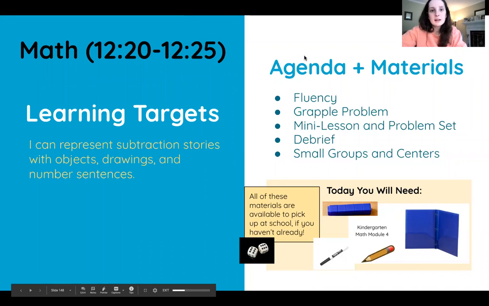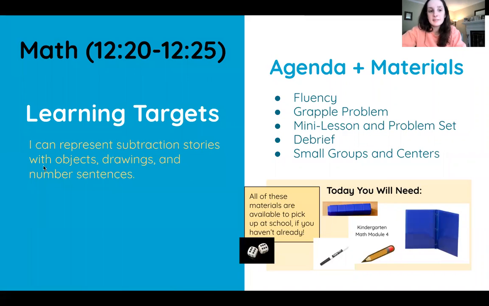All right, let's get started with today's learning target. Our learning target says, I can represent subtraction stories with objects, drawings, and number sentences. There's a big word in there, and that's represent. Represent means to show. So our job today is going to be to show subtraction stories.